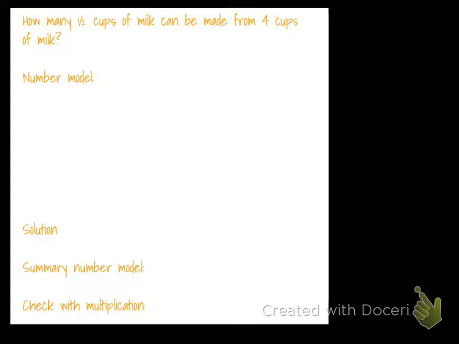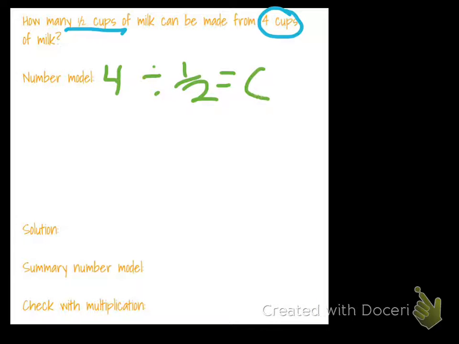So what this question is asking is that we have 4 cups of milk. We're trying to break them into 1/2 cups. For our number model, we need to decide if we're breaking up the 4 cups of milk or the 1/2 cups of milk. Well, we're breaking up the 4 cups, which means our number model needs to start with the 4 cups. We're dividing it into 1/2 cups. So we're doing 4 divided by 1/2, and our unknown will be C for cups.